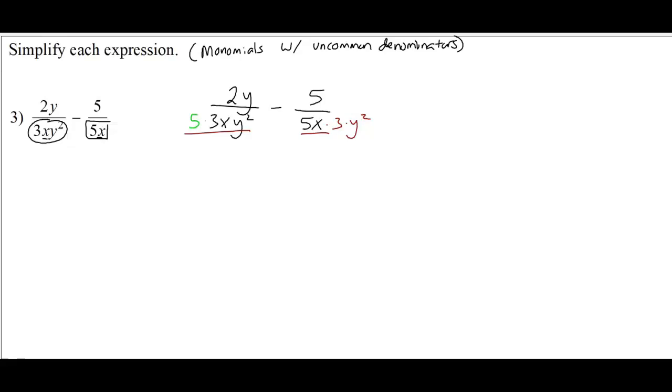Okay? Now, but we got to remember, you're only allowed to do that if whatever you do to the bottom, you do to the top. So on the left fraction there, since I multiplied a 5 on the bottom, you also need to multiply a 5 on the top. And on the right-sided fraction, since I multiplied the bottom by 3y squared, I need to multiply the top by 3y squared. And now we're going to go ahead and put those together.